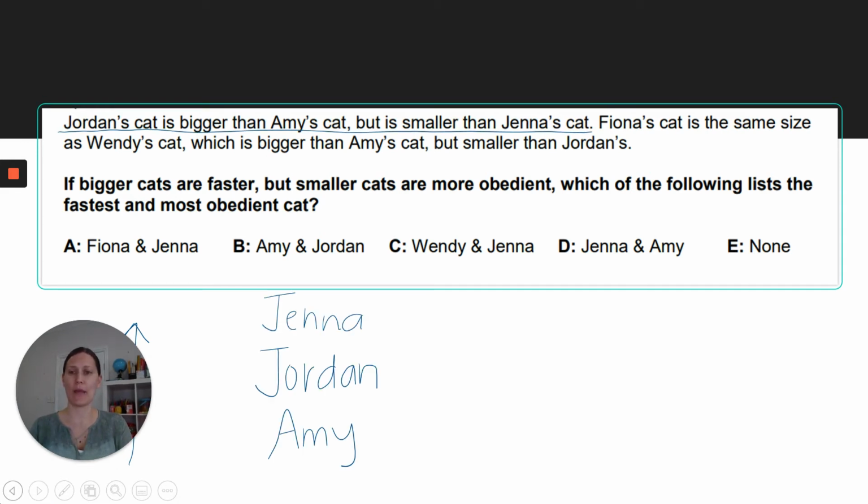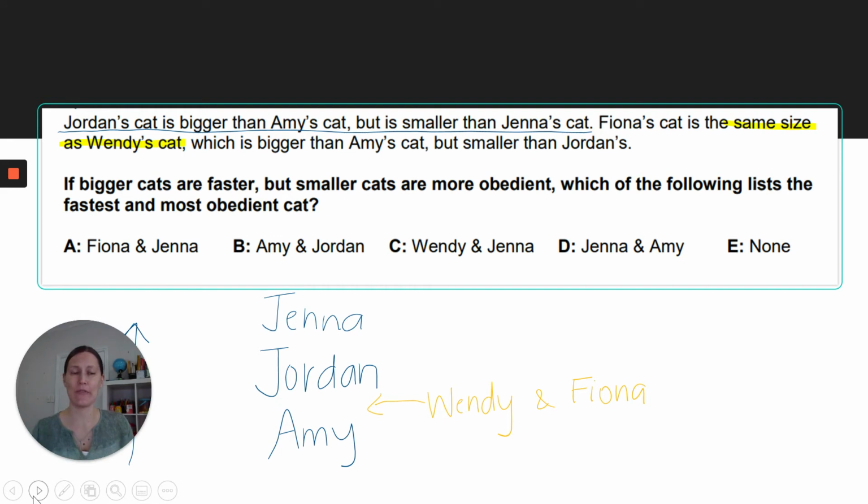Now, if I read through the information that I've underlined there, Jordan's cat is bigger than Amy's cat. So I put Jordan's name above Amy's name. But his cat is smaller than Jenna's cat. So Jenna's cat must then be bigger than Jordan's cat and also bigger than Amy's cat, because we know Jordan's was bigger than Amy's. So for the first three names, I've already made myself an ordered list from the biggest at the top to the smallest at the bottom.